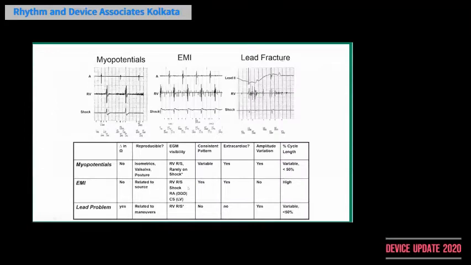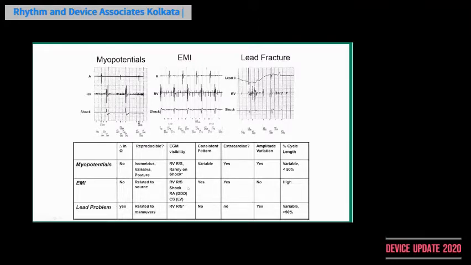See, these are the 3 things we can usually have. It can be a myopotential, an EMI, or a lead fracture. Out of this, myopotentials are usually associated with some isometric exercise or a Valsalva maneuver or a cuff like that. And usually they are not seen in the shock EGM. They are seen in the other EGMs, but usually not in the shock EGM.